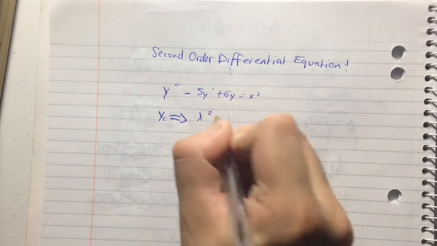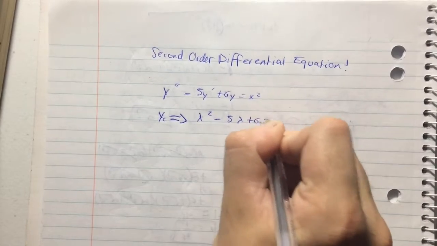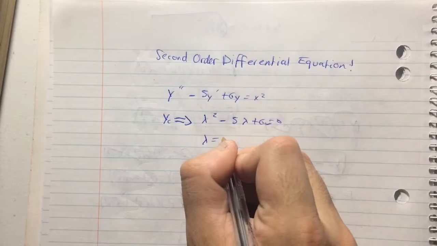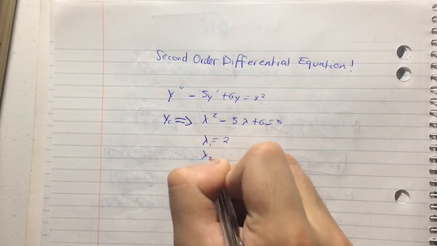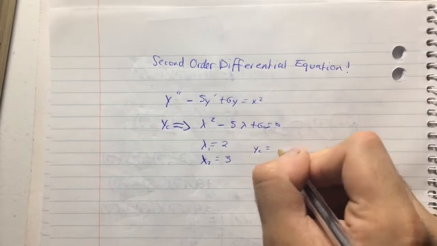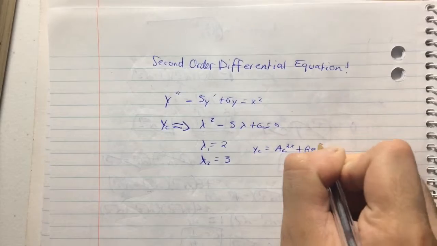So it's going to be lambda squared, just like I did in the other examples, minus 5 lambda plus 6 equal to 0. And we all know that lambda 1 is equal to 2 and lambda 2 is equal to 3, which means that yc is equal to a e to the 2x plus b e to the 3x. We already know that.